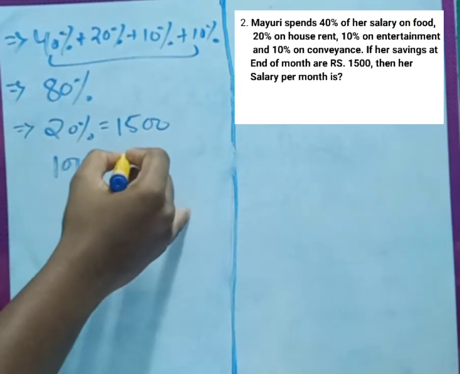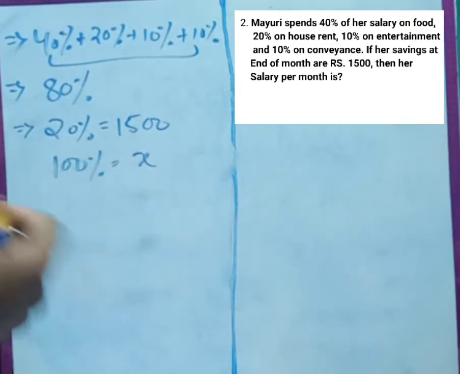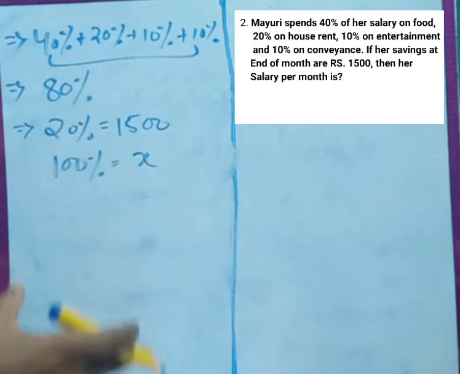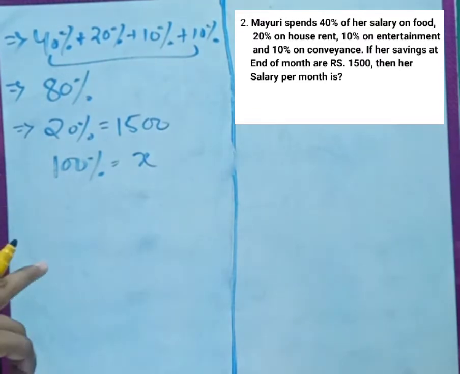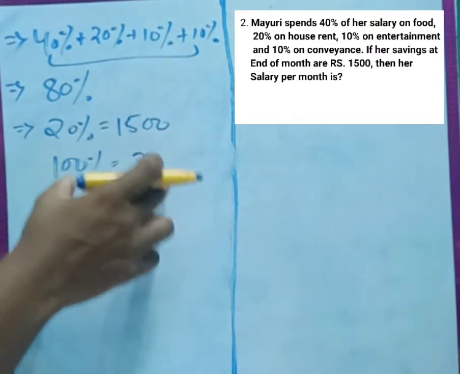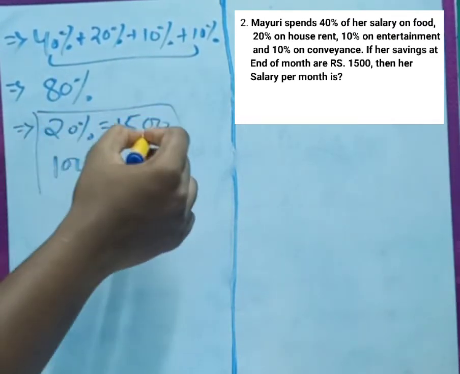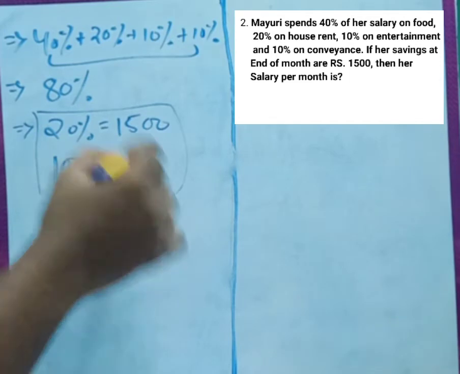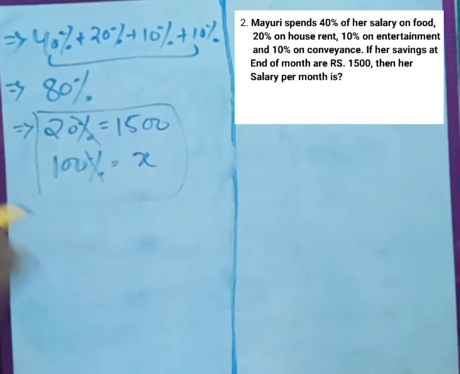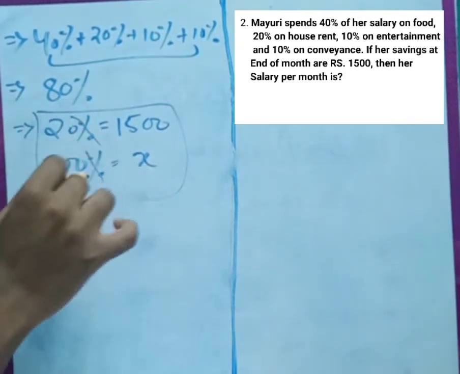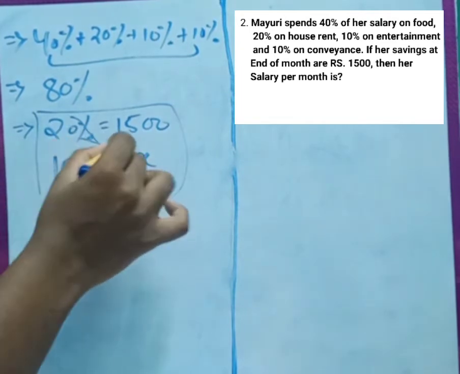Let us assume 100% is x. So when you further solve this, you don't need to write an equation again. No guys, don't do that. Here is one shortcut. I will teach you how. Just write like this in this format, right? 20% is equal to 1500. What is 100%? Percentage cancel, right? Watch carefully. Percentage cancel, cross multiply.